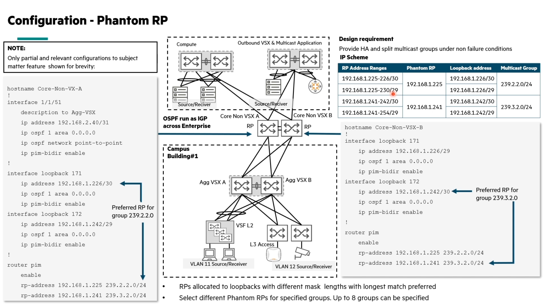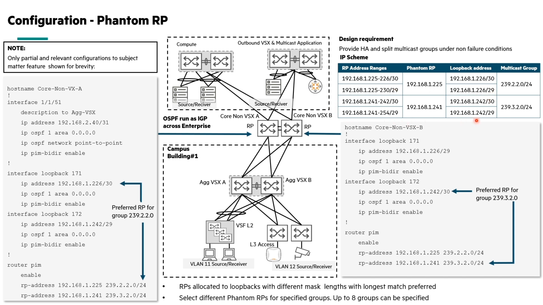Now if we look at a /29, that also includes 225 up to 230 inclusive, and this is why we've made the Phantom RP .225 and we've allocated our loopback addresses as 226 with a longer and a slightly shorter mask. So the preferred RP would be the /30, failing over to the /29.